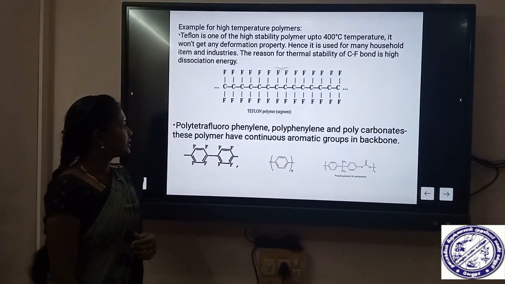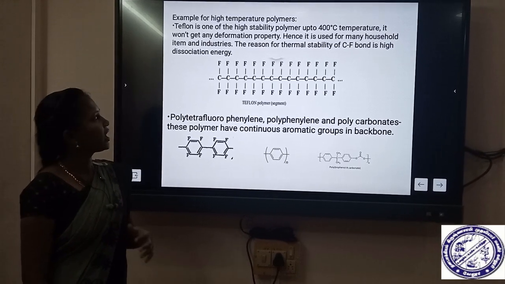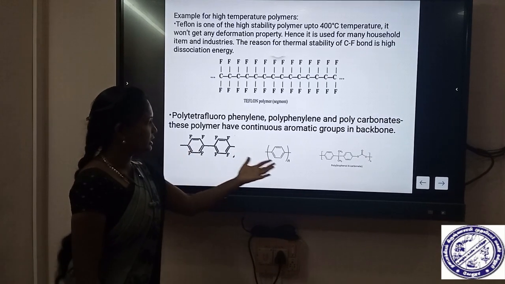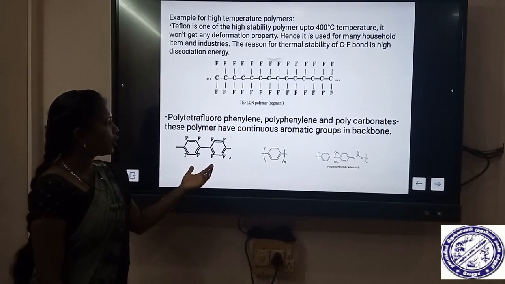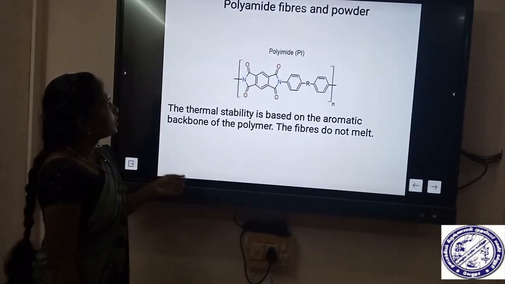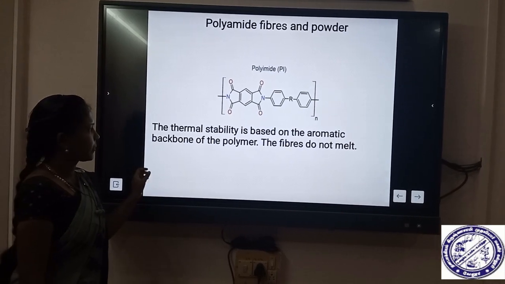Otherwise, polytetrafluoroethylene, polyphenylene and polycarbonates also have high temperature and heat resistant properties. This is the structure of polytetrafluoroethylene, polyphenylene and polycarbonates. So next one, polyfibers and powder. This is the image of polyimide.